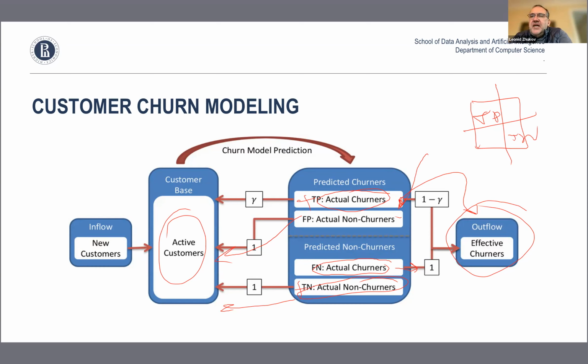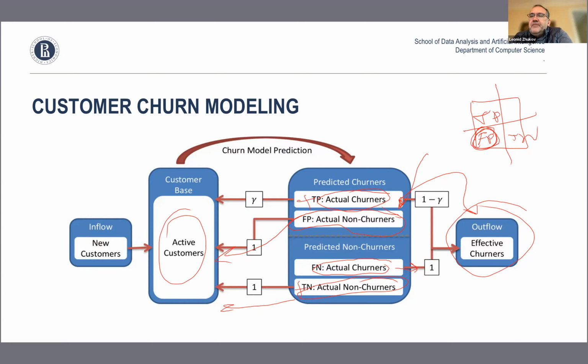But when you give a discount to those people that we predict are going to churn, but they don't churn, so false positives, then we literally just wasted that discount money, because the customers were not going to churn anyway, but we gave them some discounts, right? So we wasted some money.